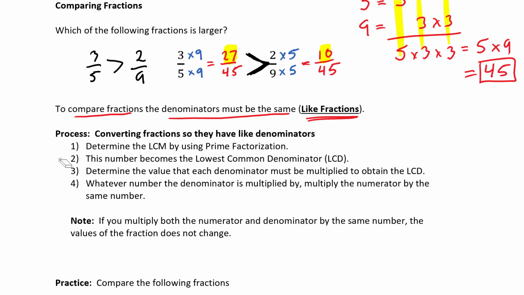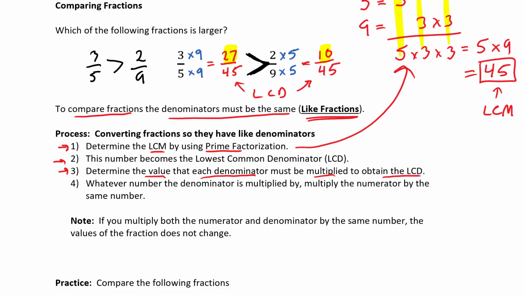Converting fractions so they have like denominators. Step number 1. Determine the lowest common multiple by using prime factorization. This method here. Step number 2. Whatever this number is, it becomes the lowest common denominator. So this was the lowest common multiple, and this becomes the lowest common denominator in my fractions. Step number 3. Determine the value that each denominator must be multiplied by to obtain the lowest common denominator. So here it was 9, and here it was 5. And as long as I do the same value on the top of the fraction and the bottom, the fraction has the same value. It doesn't change the value, it just changes how that value is expressed. Step number 4.